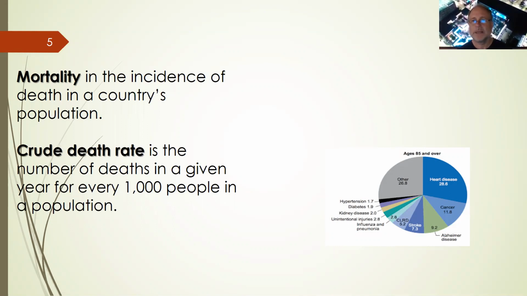If you look to the bottom right-hand side of your screen, you will see the leading causes of death for people 85 and over in the US.